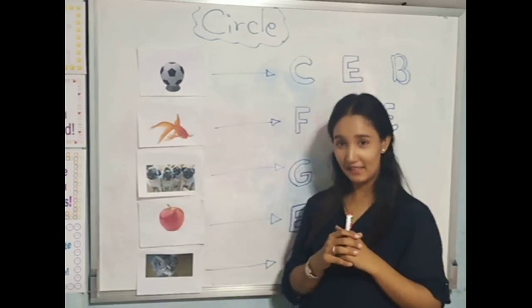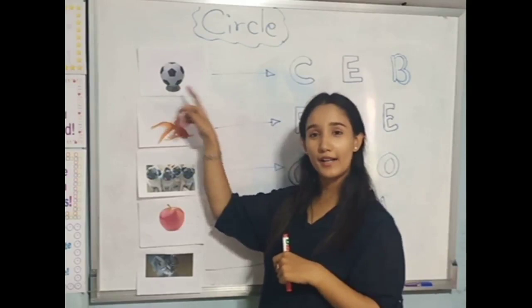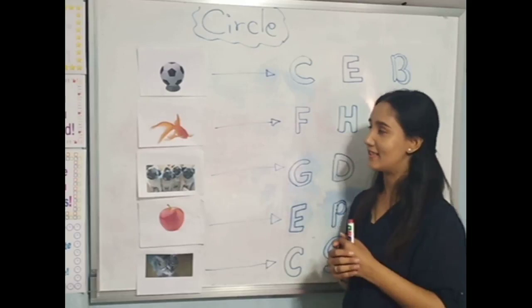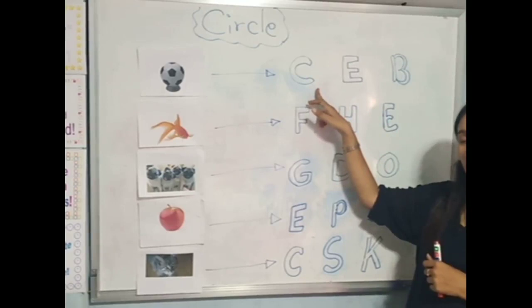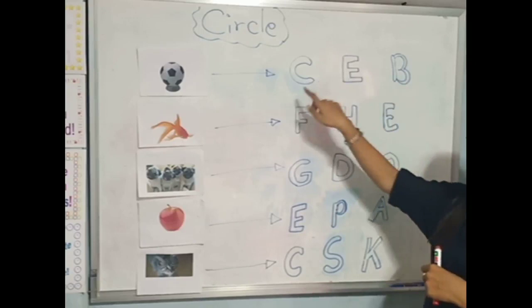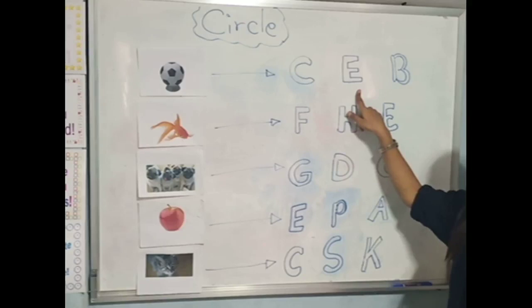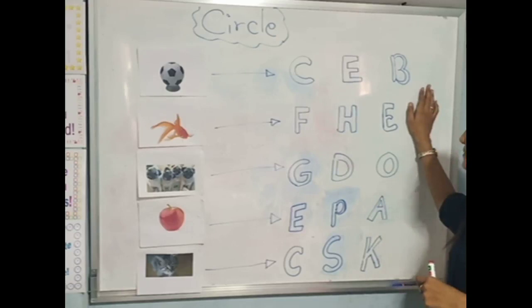So are you ready to play this game? Okay, look at number one. Do you know what this is? Ball. Yeah, very good. For ball, which letter is the correct answer? Letter C or letter E or letter B? Letter E? No. Letter B? Yes, letter B is the correct answer because B is for ball.